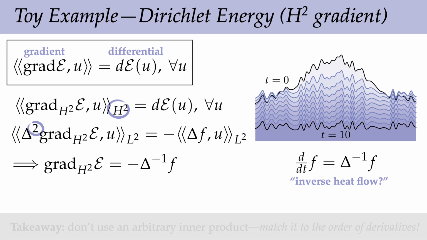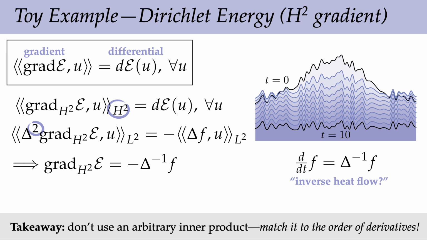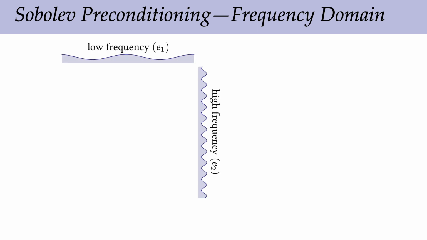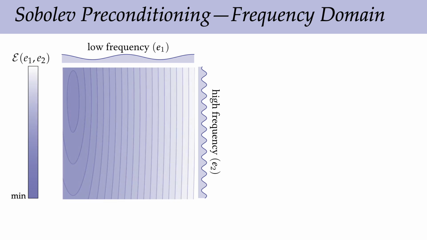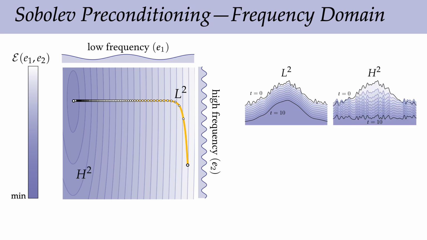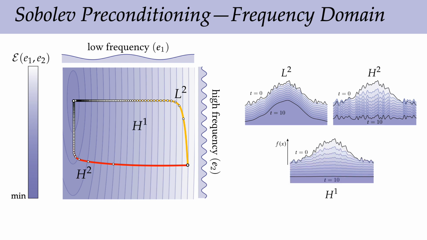So the takeaway here, and really the story of all Sobolev preconditioning, is that you're usually much better off if you can match the order of the preconditioner to the order of spatial derivatives appearing in the differential. A good mental image, which we've kind of hinted at, is to visualize frequency space. So here, if I project Dirichlet energy onto a pair of low and high frequency eigenbases, then we can clearly see the L2 gradient flow gets rid of high frequencies very quickly, but has trouble eliminating low frequencies. H2 gets rid of low frequencies, but struggles with the high frequencies. And H1 reduces the energy in all frequencies at the same rate, very quickly reaching the minimizer.